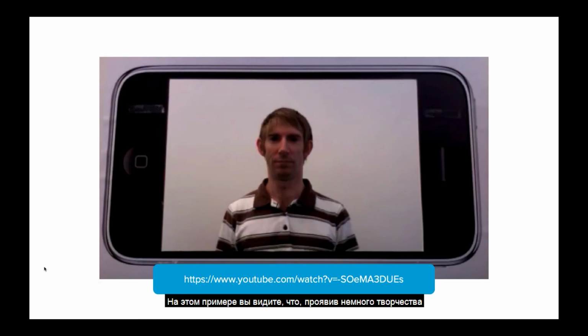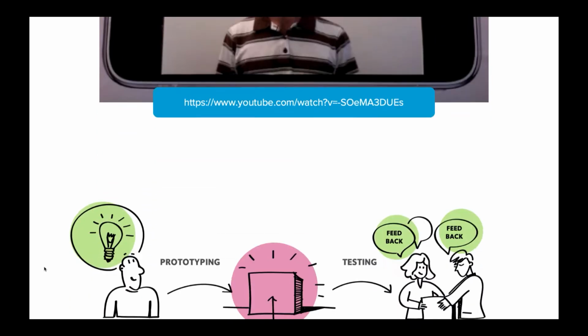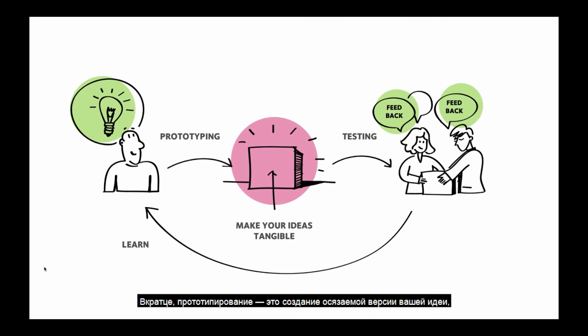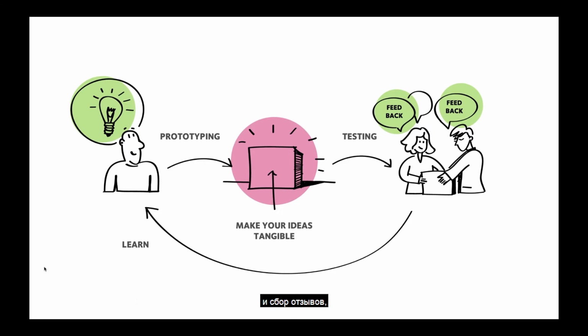Through this example, you can see with a little bit of creativity and some paper, cardboard, and ingenuity, we can create great prototypes that help us develop, communicate, or test our idea. In a nutshell, prototyping is all about making a tangible version of your idea, testing it with users, and then collecting feedback that will help you to learn more about the problem and the solution you developed. You will then integrate that learning into the next iteration of your solution.